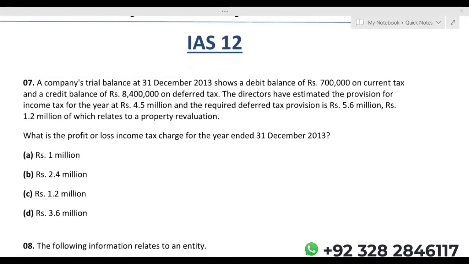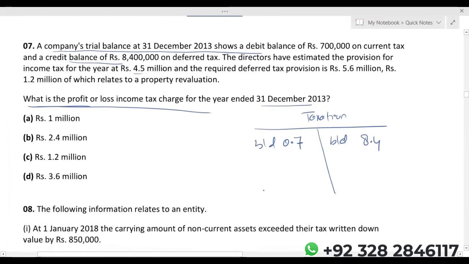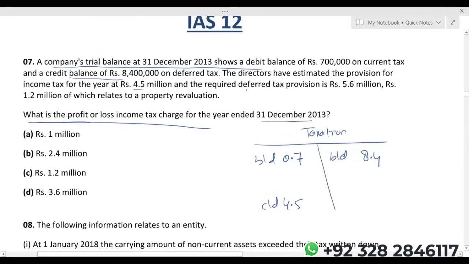Okay, what are they asking? What is the income tax charge in the profit or loss for the year ended December 30? A company's trial balance at December 13 shows a debit balance. Everything is in millions, so 0.7. Current account, credit balance on deferred tax 8.4 million. The directors have estimated the provision for income tax for the year at 4.5. The deferred tax provision is 5.6, of which 1.2 million relates to property revaluation. The deferred tax which relates to the revaluation is charged to OCI.